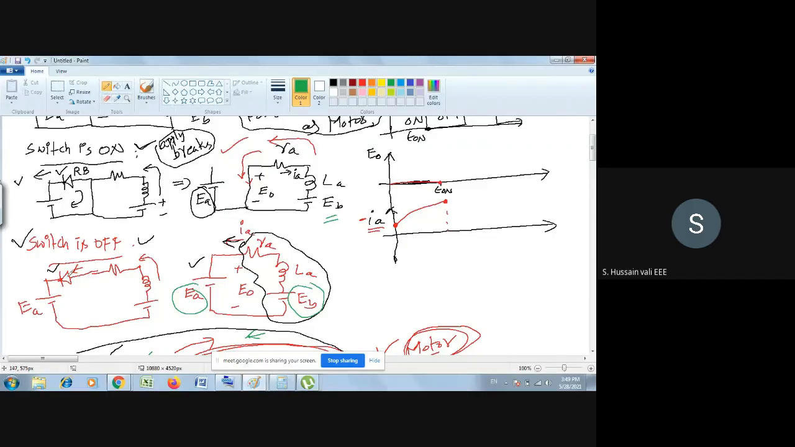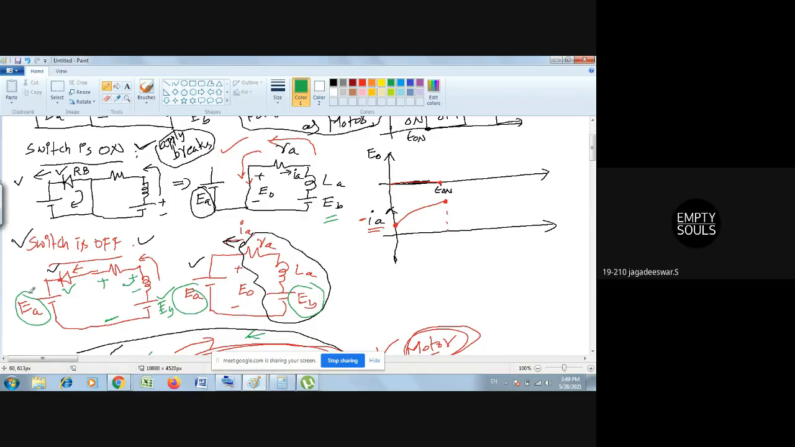See here, where is the diode now? Diode is here. So you have to measure the voltage here. When you measure the voltage here, EB is this voltage. There is another voltage across this inductor. Am I correct? There is a voltage across the inductor here. So this voltage plus this voltage, when you add both, inductor voltage and EB voltage, it will be more than EA. Are you convinced now with this?